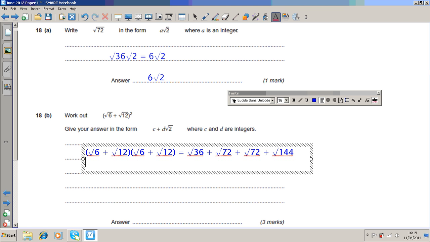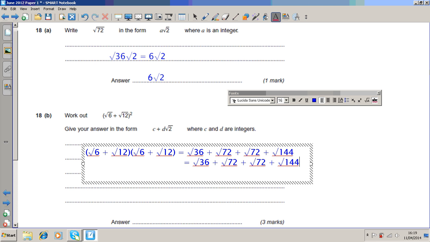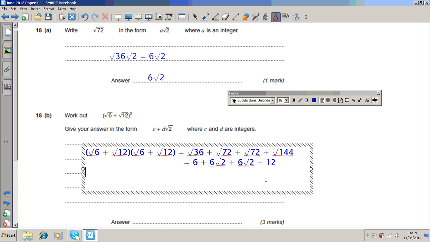So that's that. And now you just got to work out all that we can. Well, root 36 is equal to 6. Root 72, oh look, it's the same as what we've got above, is 6 root 2. Root 72 is 6 root 2, and root 144 is 12. That happens a lot, where part A links into part B, so don't go doing the work again. You've done it once already.